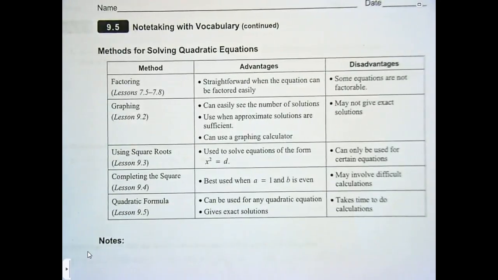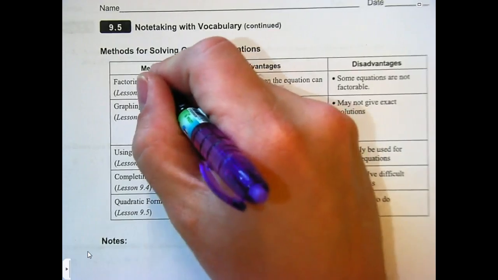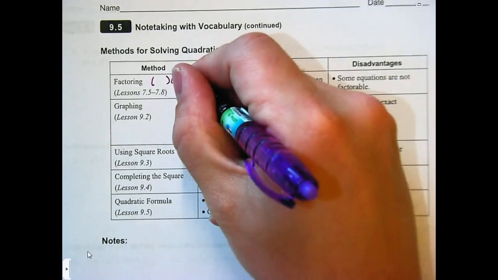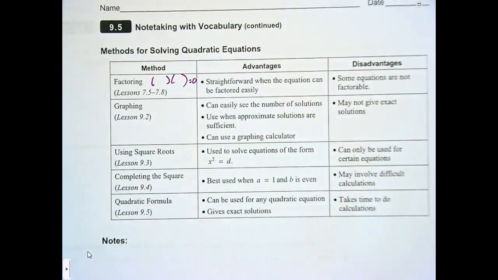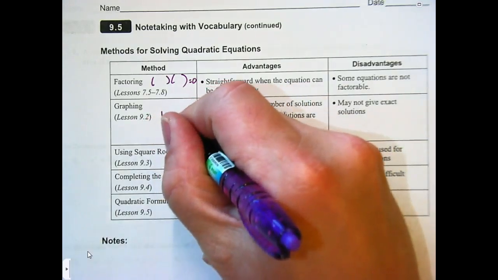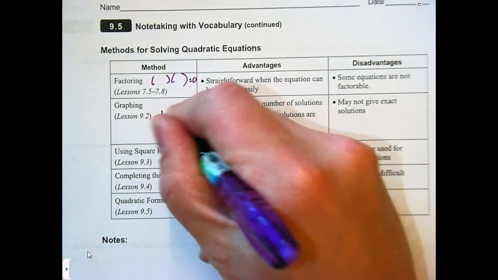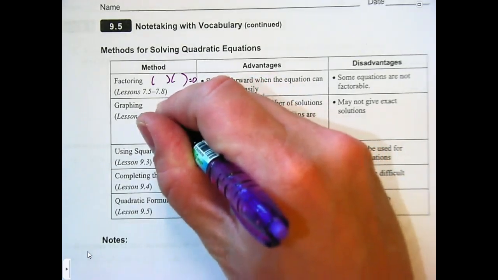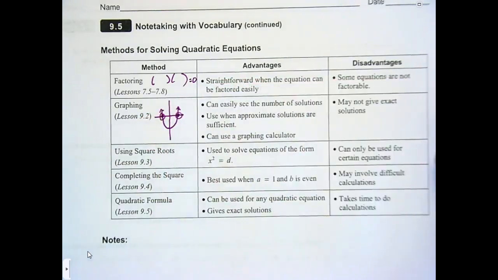On that page, you have listed all the different methods that we've used to solve quadratics and the lesson you can find them in your textbook. Okay, factoring has some advantages and disadvantages. Remember, that's your parentheses. You're setting equal to 0, and then you solve. Okay, graphing, where you're actually seeing a picture form of how your quadratic crosses the x-axis. So if you think of it that way, those are your solutions where it crosses there and there.